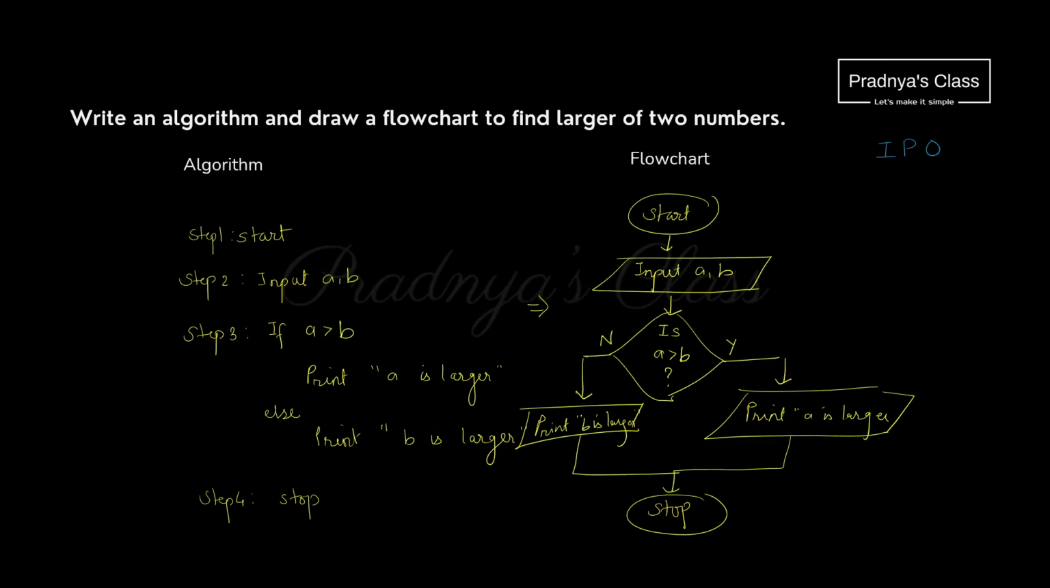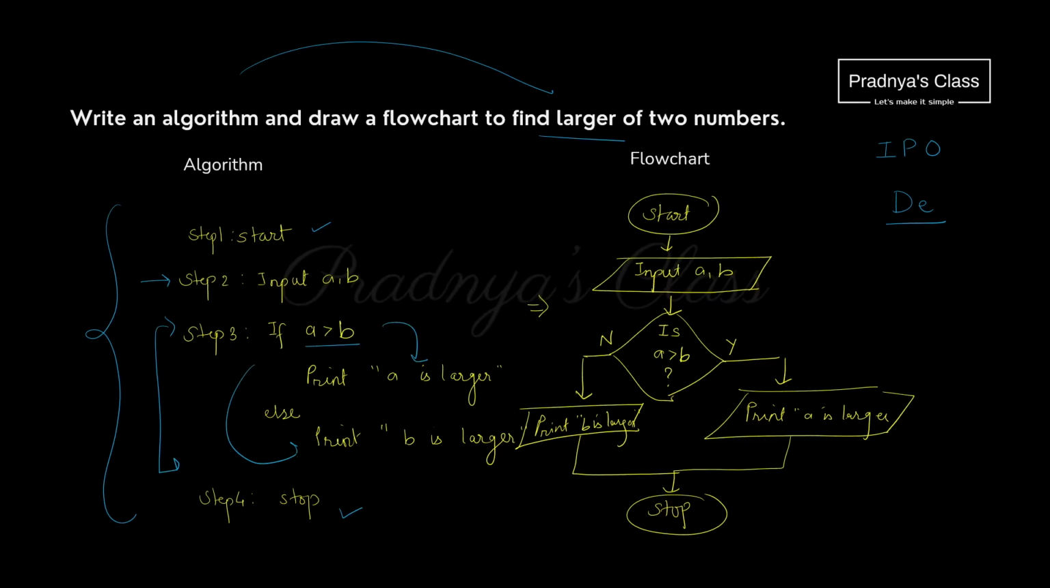Here is the third example where we need to find out the larger of two numbers. In this example we need to take a decision. So here is how the algorithm will look. The first step and the last step will be the same. Here is the second step, to take the input. In the third step we are taking a decision. If A is greater than B, then A will be larger, otherwise B will be larger.